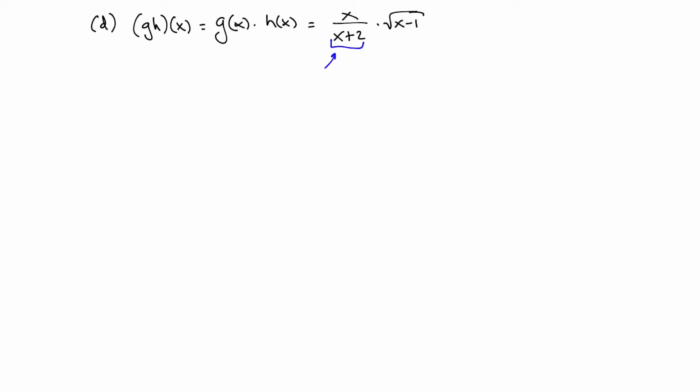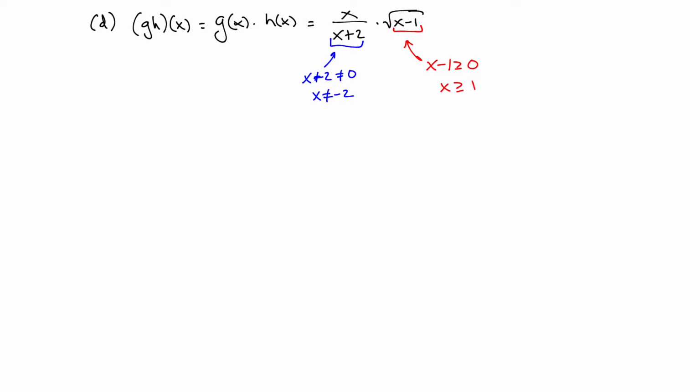From the first piece, we know that x plus 2 can't equal 0, meaning that x can't equal negative 2. From the second piece, we know that in order for the square root to be defined to give us a real number, we need the inside to be greater than or equal to 0. So we need x minus 1 greater than or equal to 0, which means we need x greater than or equal to 1. Now, with that in mind, I'm going to claim that the domain is bracket 1 to positive infinity.